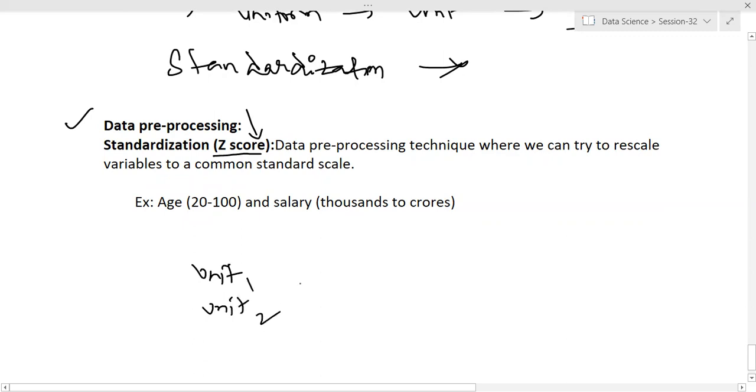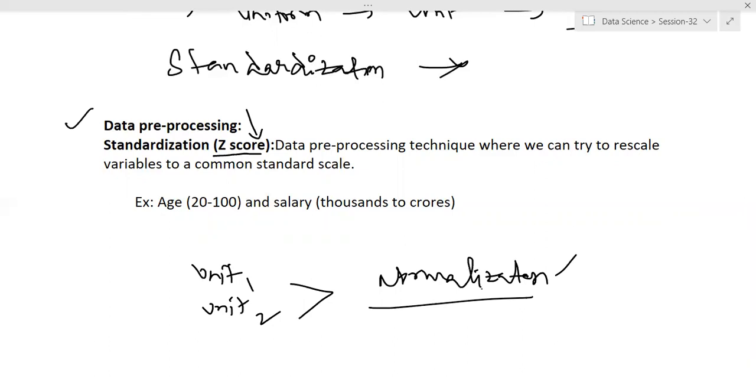Normalization. Normalization is also there. Okay, so here we have exclusively discussed normalization, standardization, all these things. Suresh, when are you going to talk about regression and the assumptions in regression?